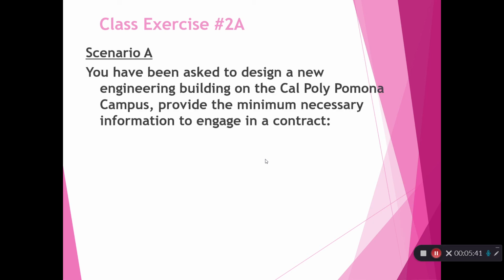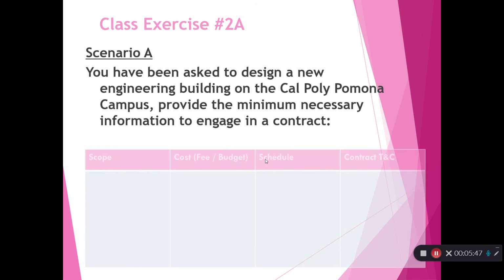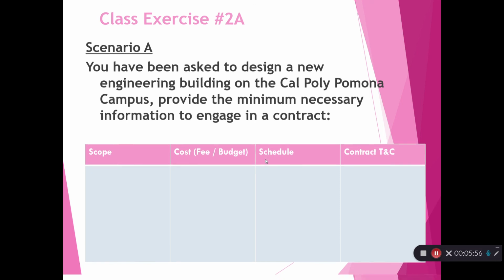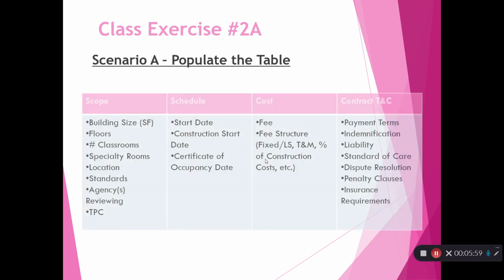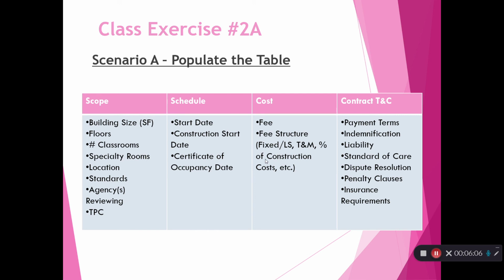Now, class 2, the class exercise part 2A, if we were to do that in class, you would be asked: we have been asked to design a new engineering building on campus, provide the minimum necessary information needed for scope, cost, schedule, and contract terms and conditions. So we would break up into separate teams, and what would that look like? Well, our goal is to populate the table. So in the scope, we would define the building size, the floors, the number of classrooms, specialty rooms, and so on. The schedule would basically have the start date, the end date, when the building might be occupied, and that would be a framework for schedule.